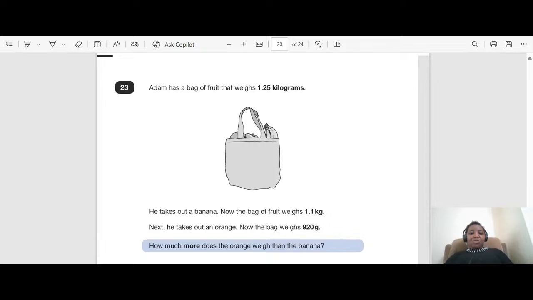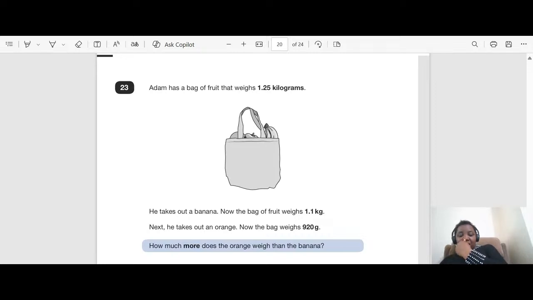Okay, the entire bag of fruits was 1.25 kilograms. We can take that to grams so that it will be easy for us to do the calculations. 1.25 kilograms is 1,250 grams. Now he takes out a banana and then he still has 1,100 grams remaining. That means the weight of the banana is 150 grams.